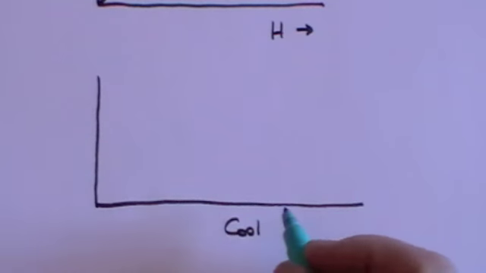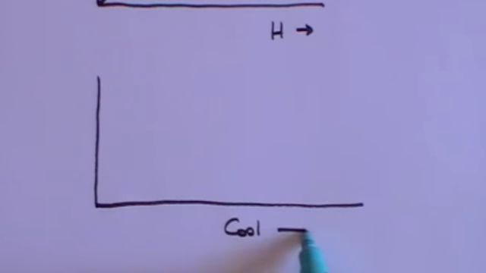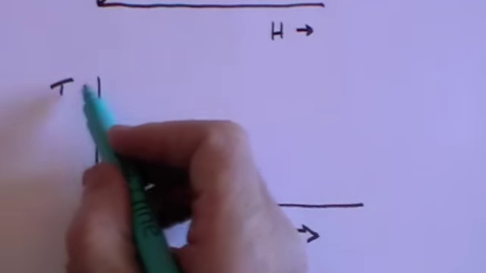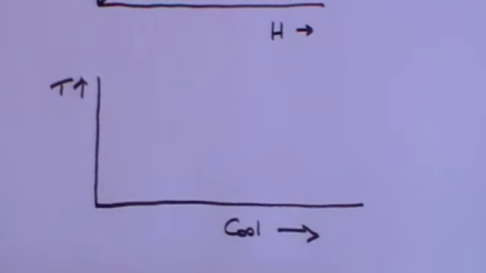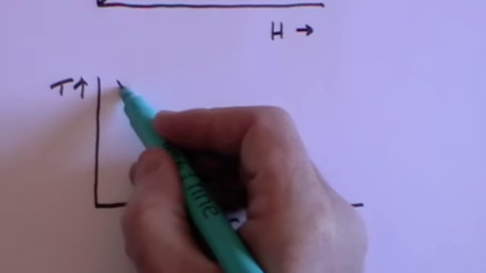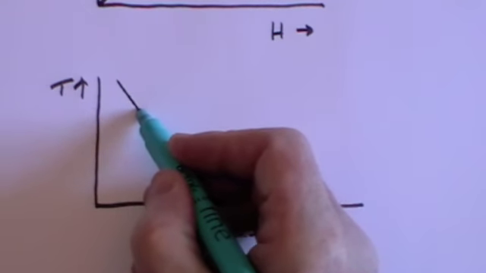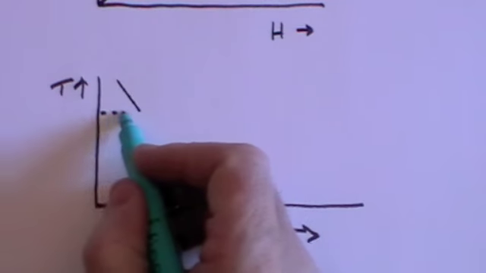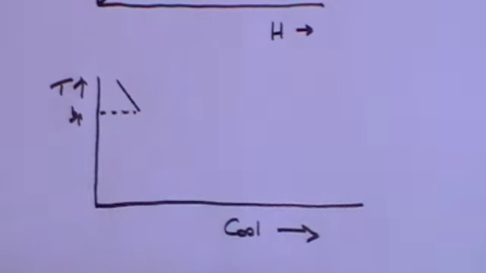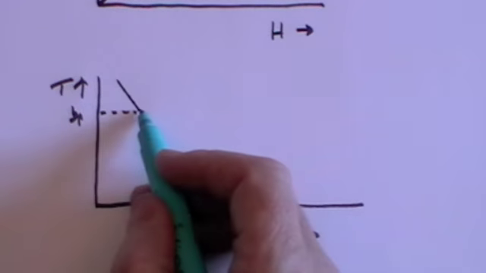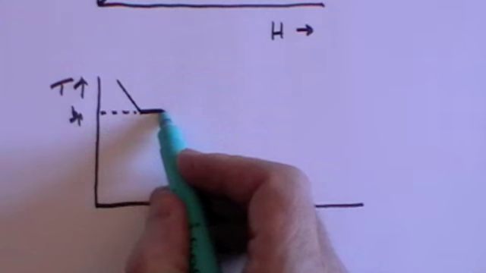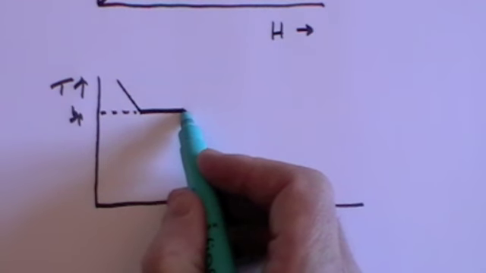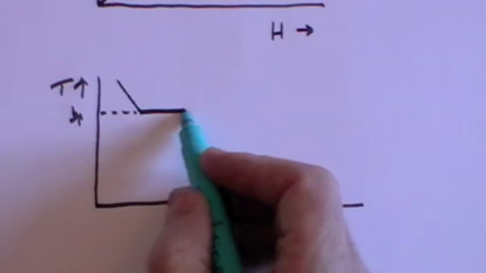If instead of adding heat, we take heat out, that is to say we cool, so we're cooling now in this direction, the temperature is still in this direction, we start with a gas, we cool it, the gas just gets cooler and cooler until we get to the boiling point, at which point the gas will now condense, and as you take heat out, the temperature stays the same, but the gas changes into a liquid.